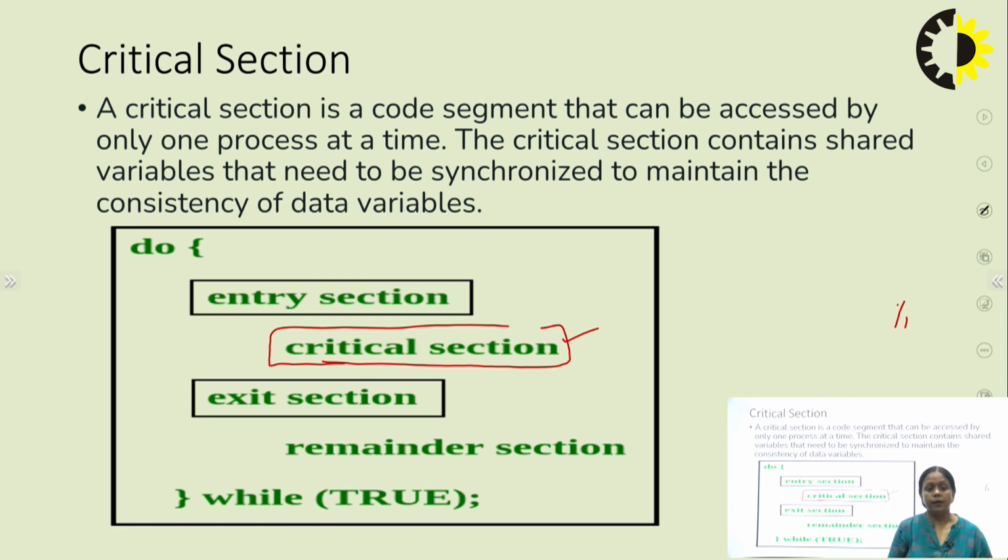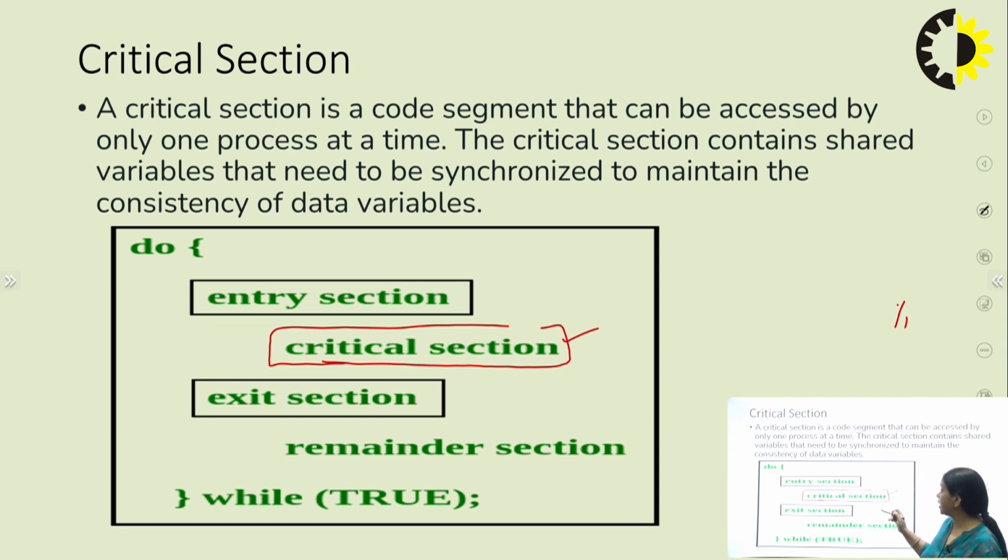Each and every program or process will have its critical section, but there should be some rules and regulations to enter the critical section. If every process executes the critical section without any controlling mechanism, then there will be inconsistency in the data.